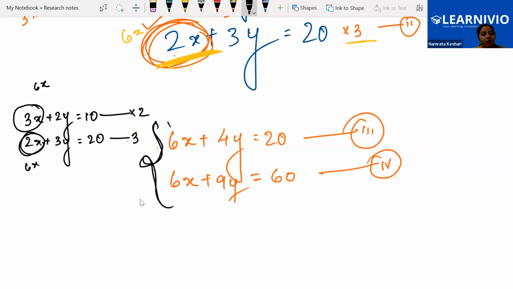We have made one of the coefficients the same. Now we will think about adding these two equations, or subtracting. Please tell me, Aisha, whether we have to add these two equations or subtract them.